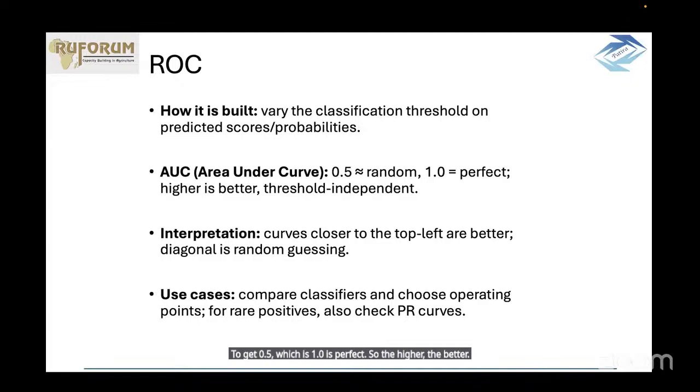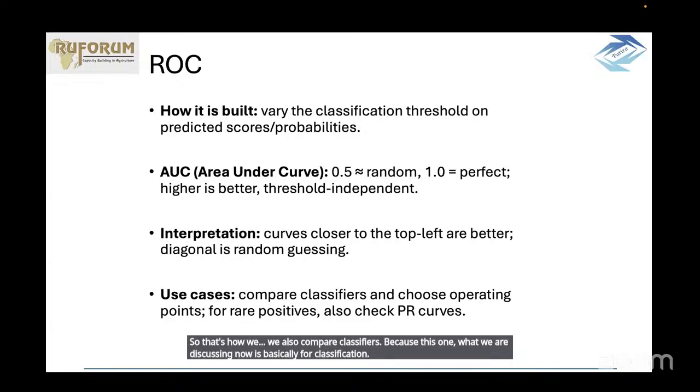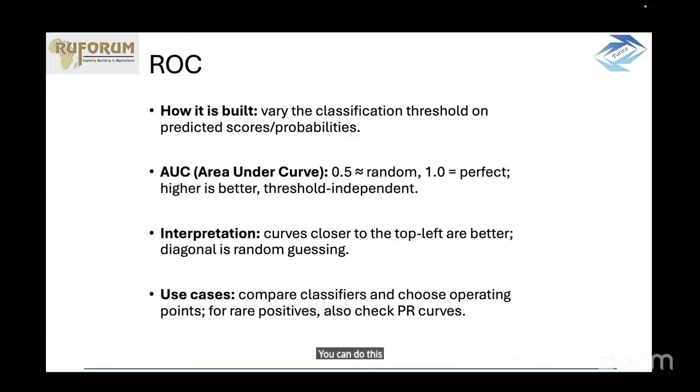So curves closer to the left are better. That means the algorithm or the method is better. But a curve that is close to the diagonal is basically random. So that's how we also compare classifiers. Because what we are discussing now is basically for classification. You cannot do this in regression. Okay?